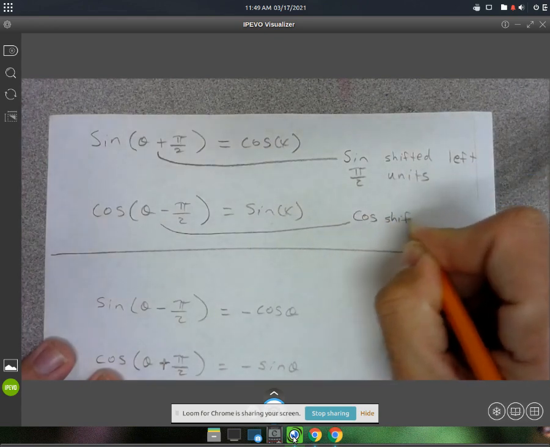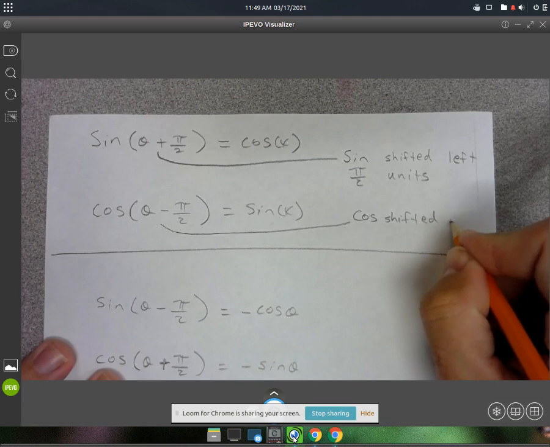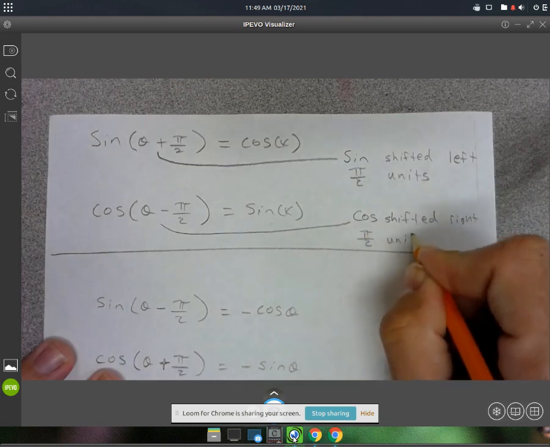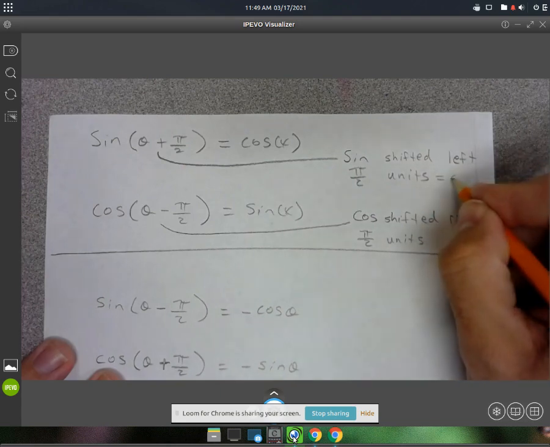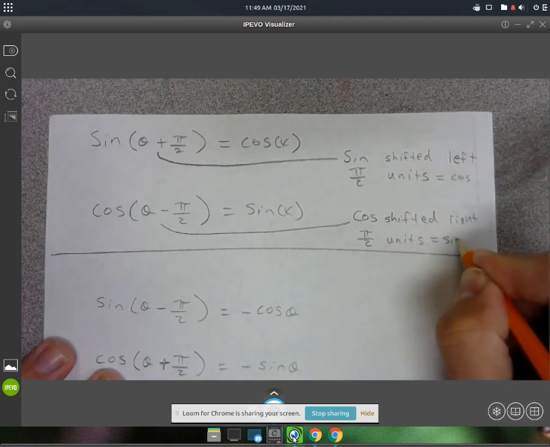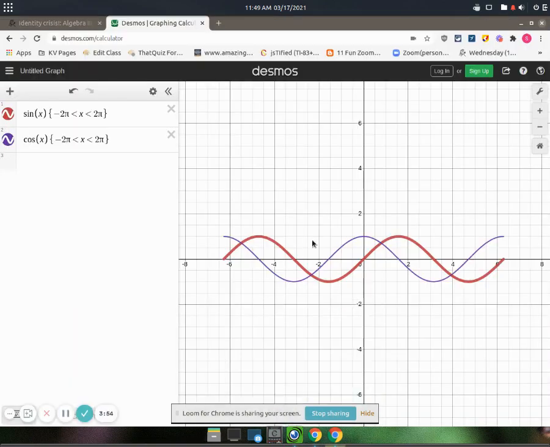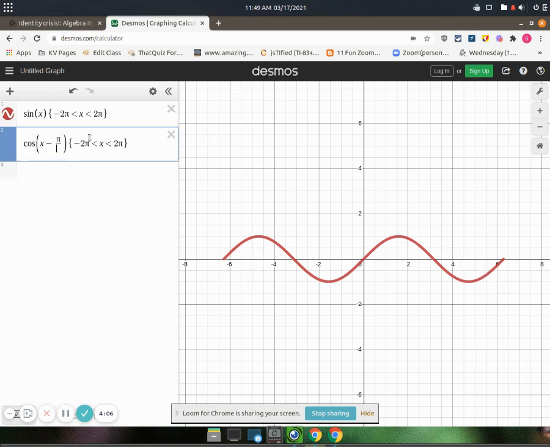So this one, they're saying the exact same thing. Cosine shifted to the right pi over 2 units. I guess I should say equals cosine. This one would equal sine. It's a relationship that the two curves have with each other. So if I were to take this purple one and shift it to the right, I would land on top of the red one. So this would be minus pi over 2. And yep, the purple one is now landing on top of the red one.